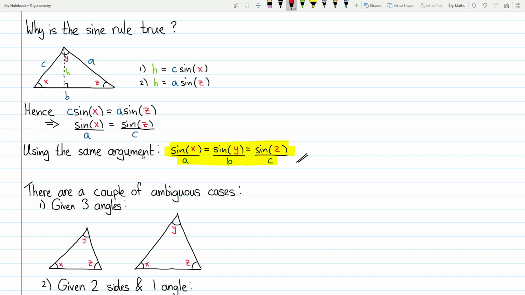And we could have oriented the triangle in any way we wanted, so the same argument holds if we want to find sine of y over b. So we have then the sine rule. And this completes our classification.